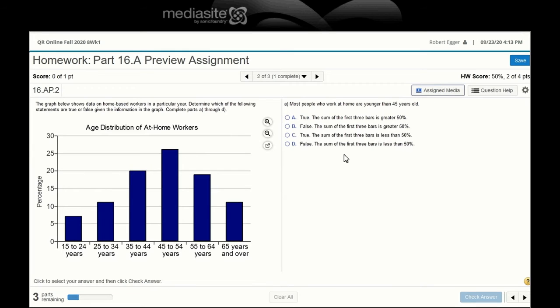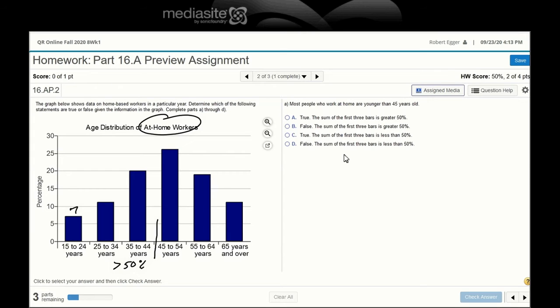Okay. 3 parts, A, B, C totals. So most people who work at home, at-home workers, are younger than 45 years old. So part A, we're looking to see if this number is greater than 50%.